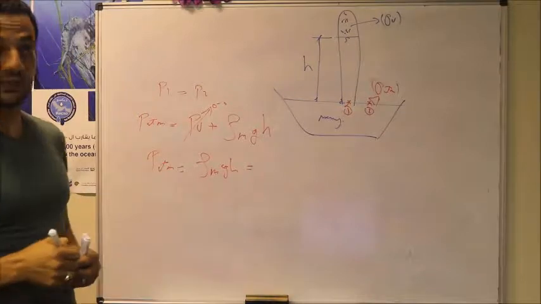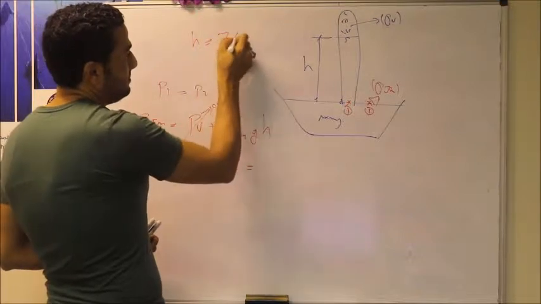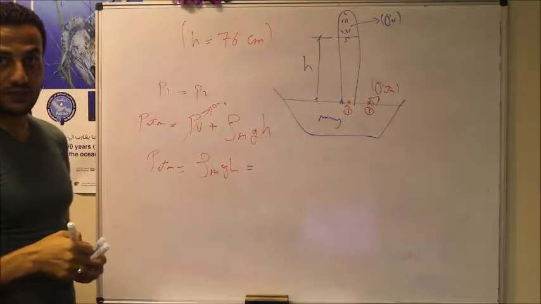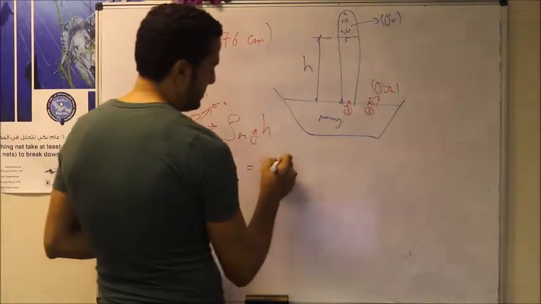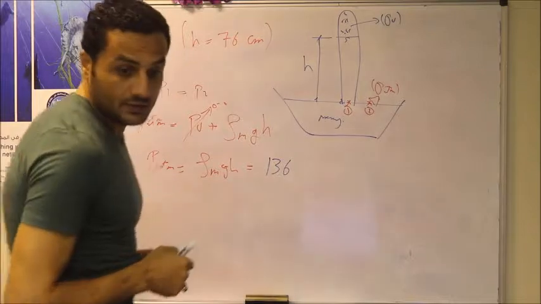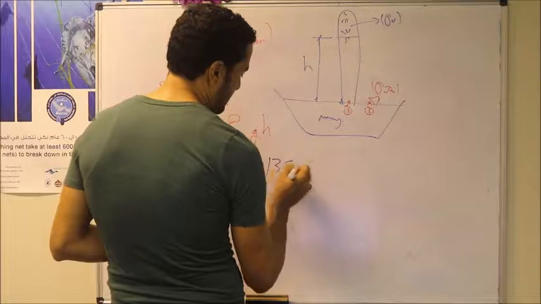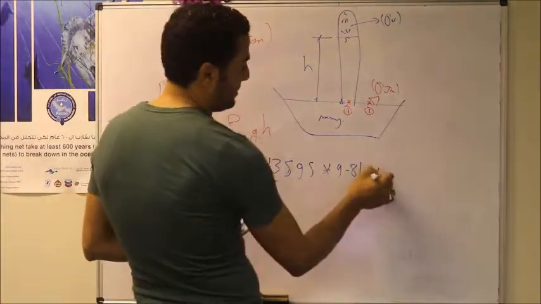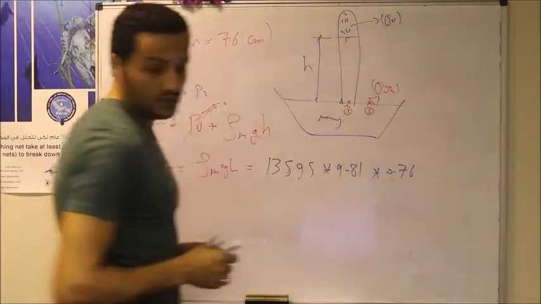If you do this experiment, you will find this height h is around 76 centimeter, or around 760 millimeter. So the density of mercury is around 13,595 or 13,600 multiplied by gravitational acceleration, which is 9.81, multiplied by this height 76 centimeter, which is 0.76 meter.